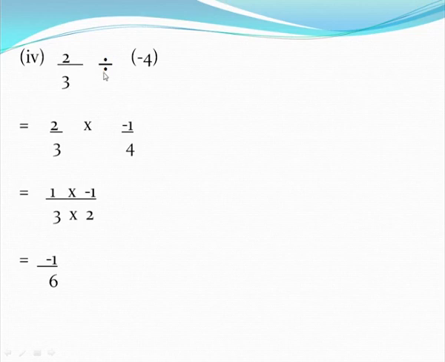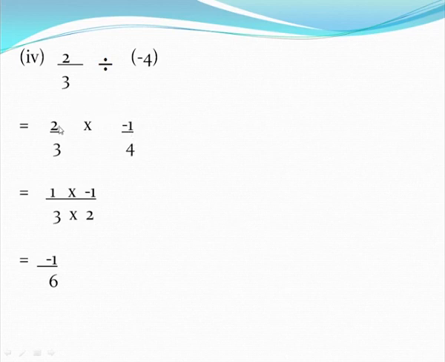2 upon 3 divided by negative 4. Again the first number will remain as it is. Here we will convert division into multiplication by taking reciprocal of the second number. Here the reciprocal of negative 4 is negative 1 upon 4.